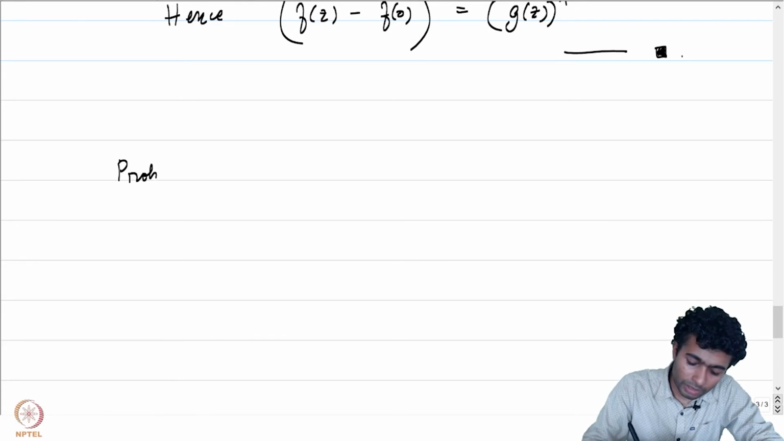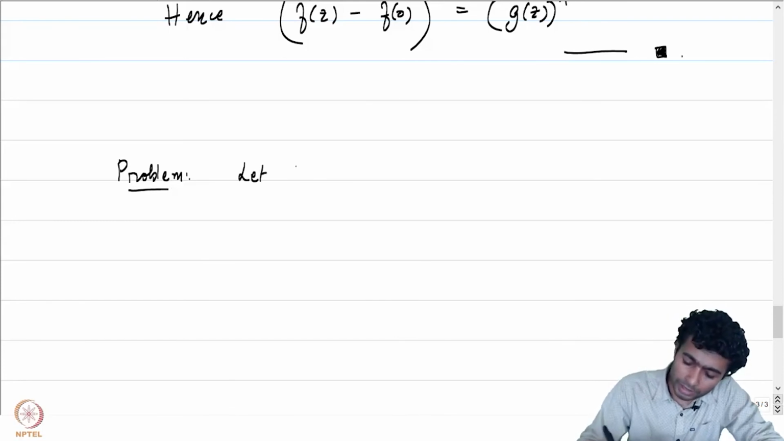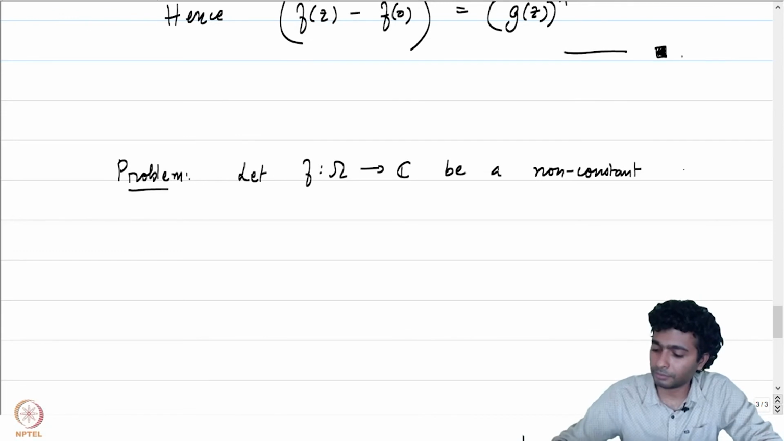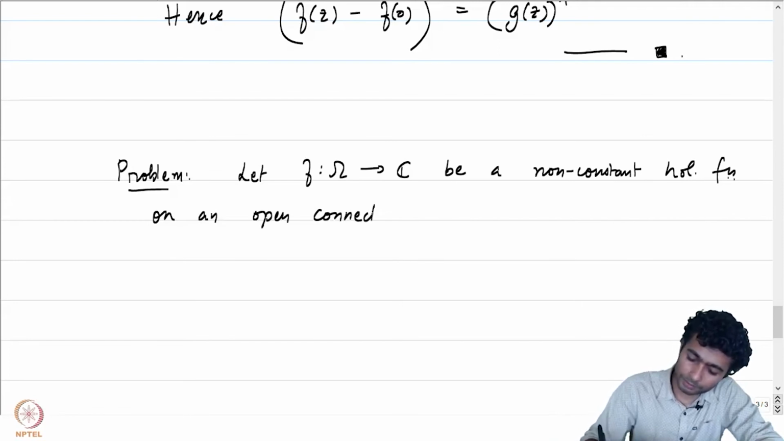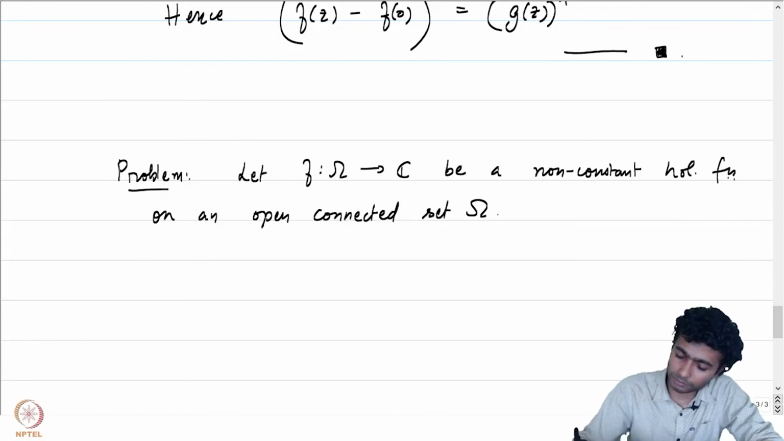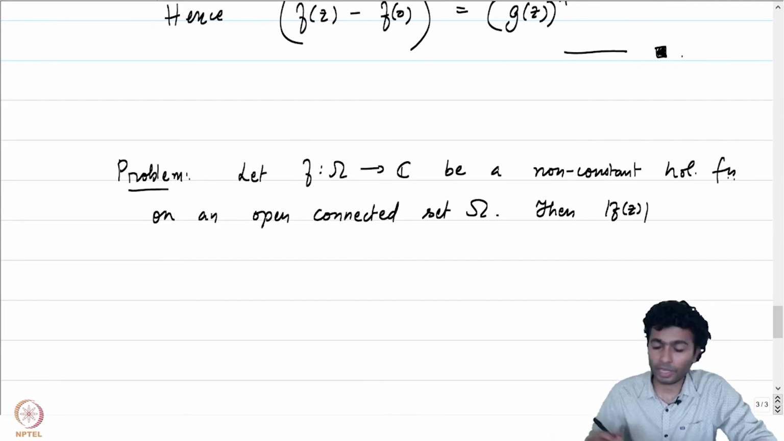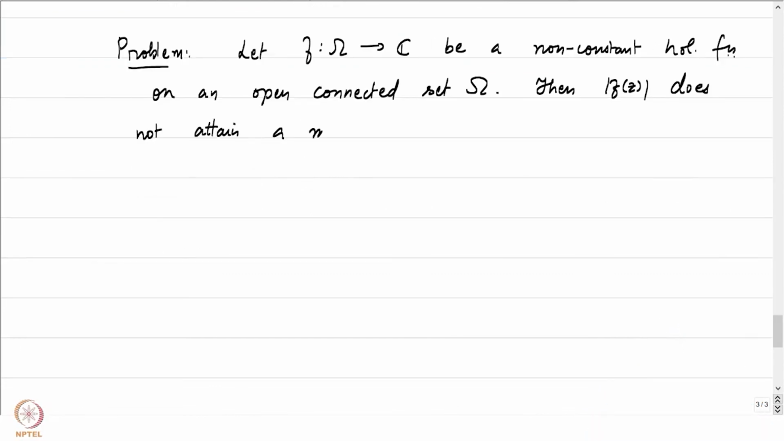Let's now give a more general maximum principle for holomorphic functions. Let f from omega to C be a non-constant holomorphic function on an open connected set omega. Then the absolute value of f of z does not attain a maximum in omega.